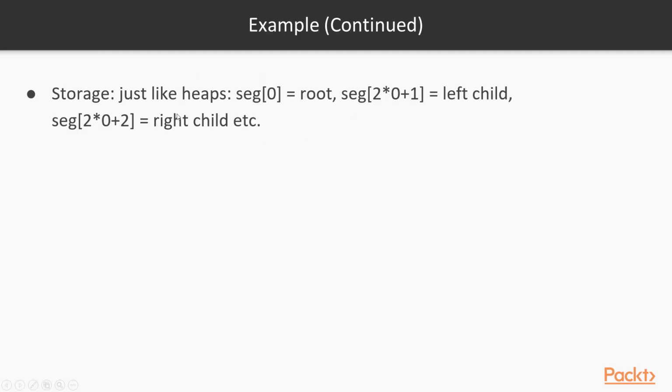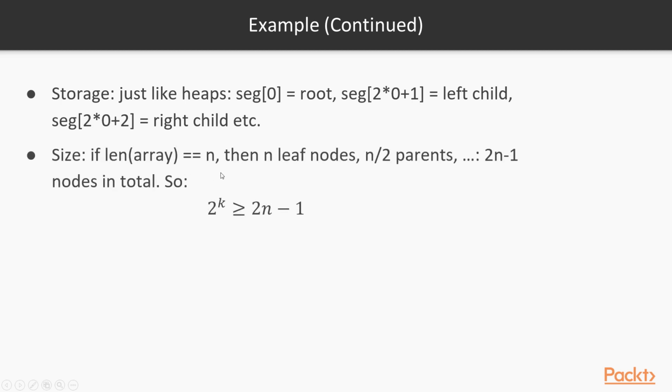In order to store the segment tree, we are going to use the same method that heaps use. So we are going to use an array, let's call it seg, where seg of 0 is the root, seg of 2 times 0 plus 1 is the left child, and seg of 2 times 0 plus 2 is the right child, and so on. If the length of the initial array is n, then we have n leaf nodes, n divided by 2 parents, and so on. In total, we are going to have 2 times n minus 1 nodes. You can count the nodes on the previous slide, and you will see that this holds.